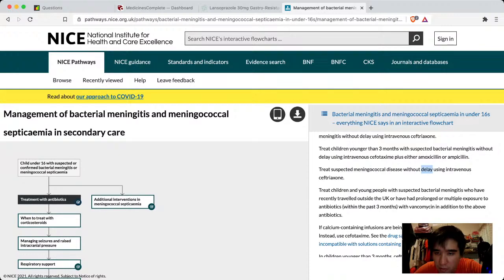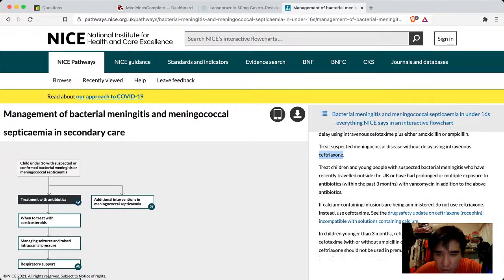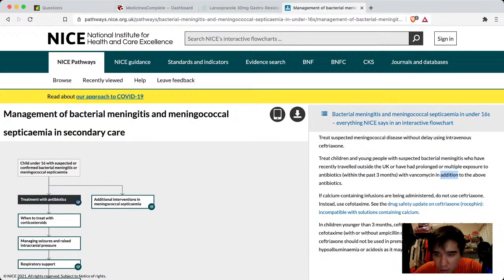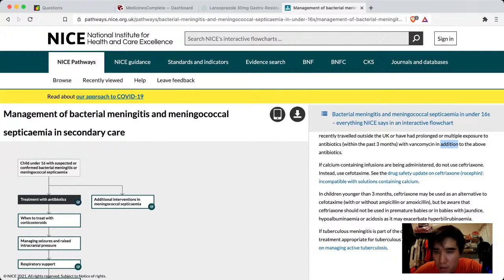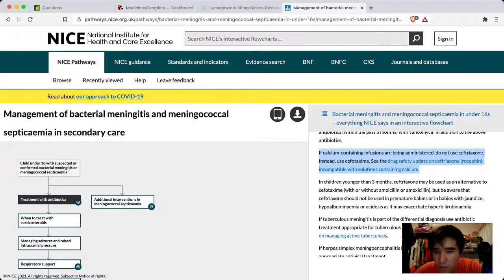Without delay, using ceftriaxone. If they have recent travel outside the UK, add vancomycin. If calcium-containing infusions are being administered, do not use ceftriaxone. Instead, use cefotaxime.